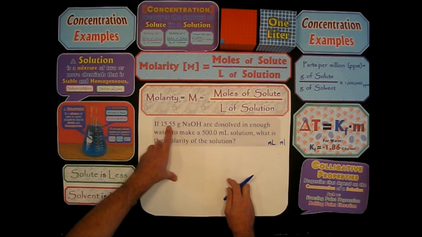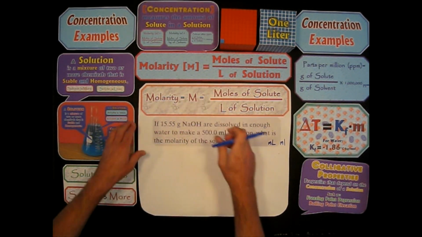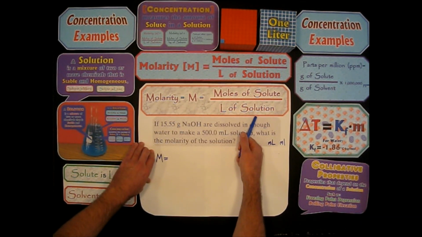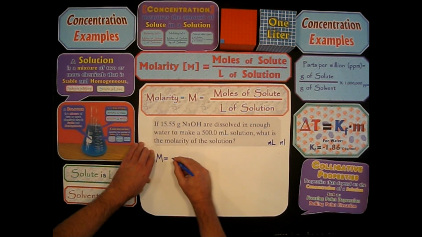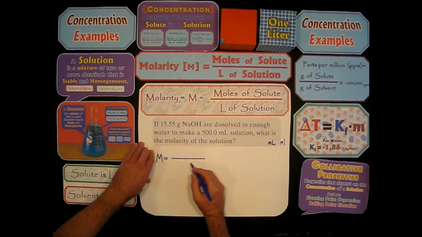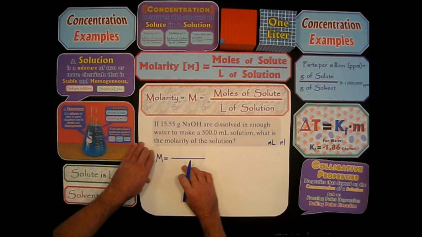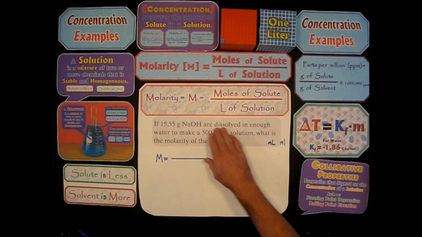So first of all, let's see, what do we have here? We've got to set up molarity, capital M. So we're solving for molarity, and it equals moles of solute over liters of solution. Well, we don't have liters of solution, but we have milliliters, that's on the bottom. So how are we going to convert milliliters into liters to put it right there? And how are we going to convert grams into moles?